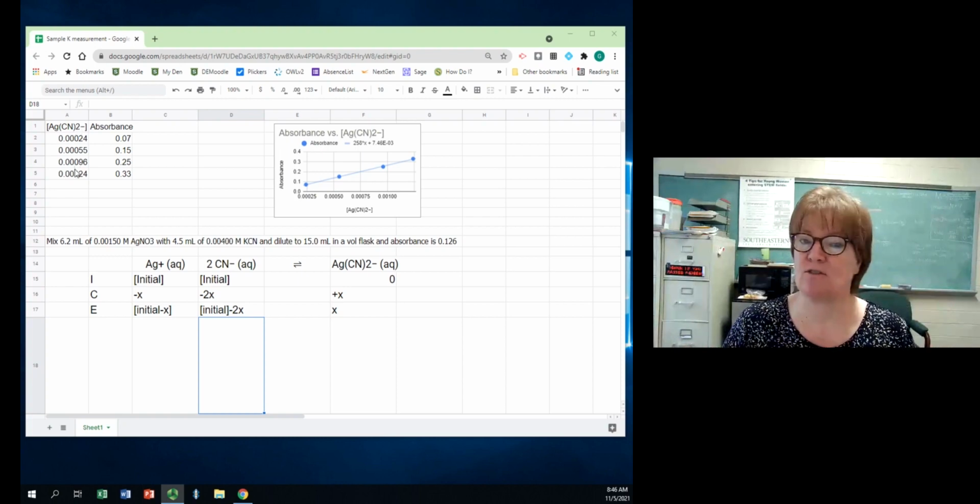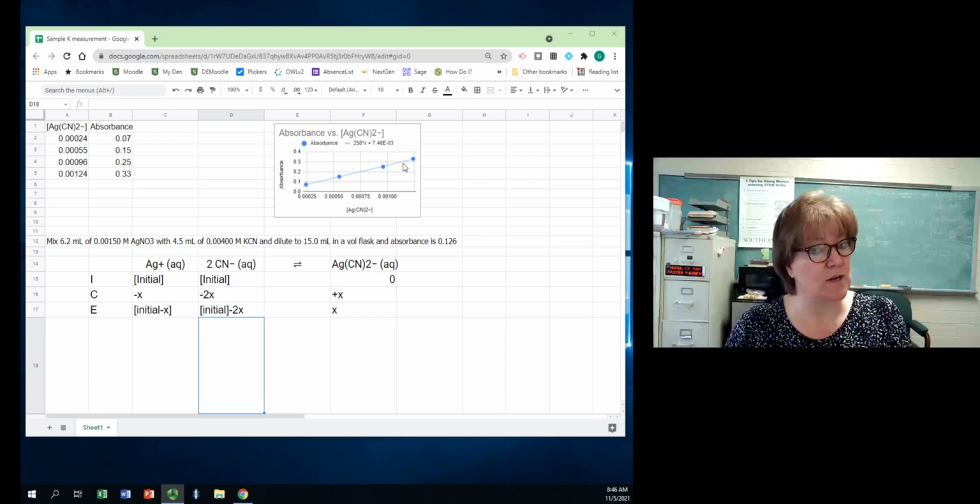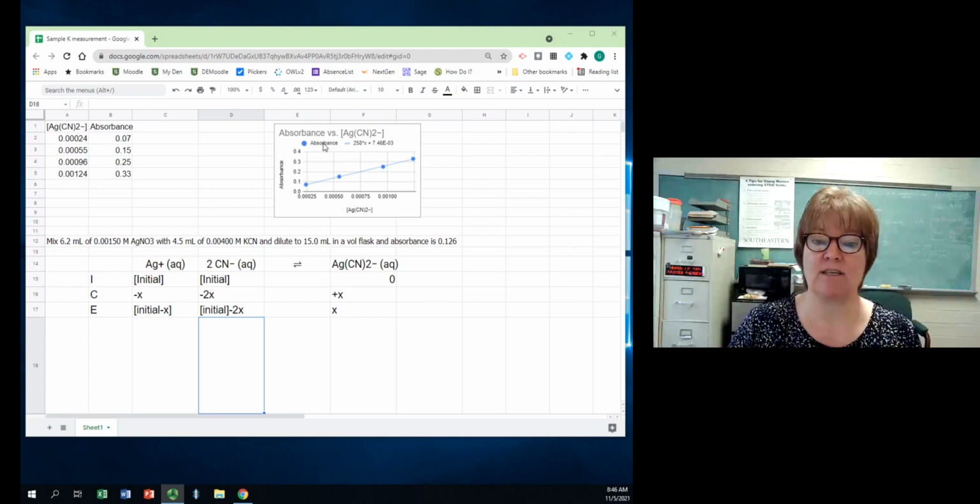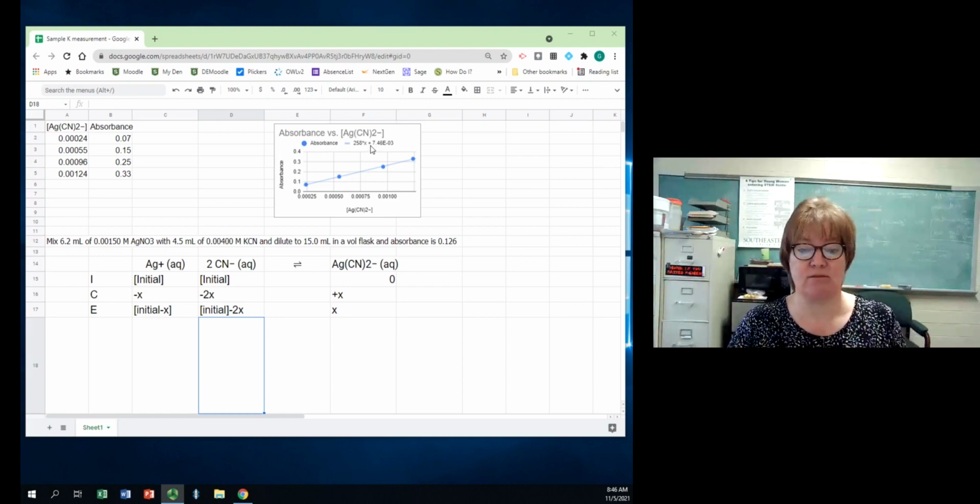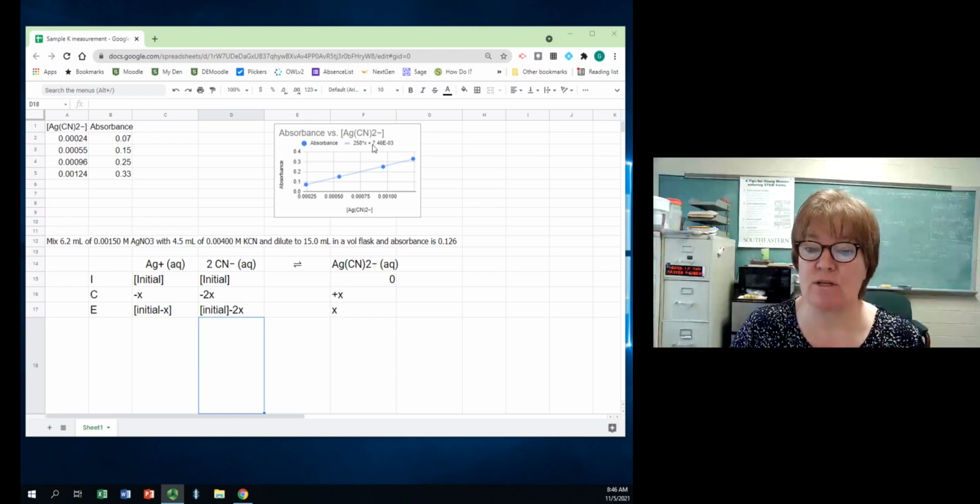So I make some standard solutions of this ion complex, and I measure the absorbance so that I know how the absorbance relates to the concentration. This is what you did in part A. I'd make my graph. Note that on my graph I have a nice linear relationship, that's what I expect, and I get a line fit that the absorbance is equal to 258 times x plus 7.46 e to the negative 3. So that is now going to be my relationship that relates concentration and absorbance.